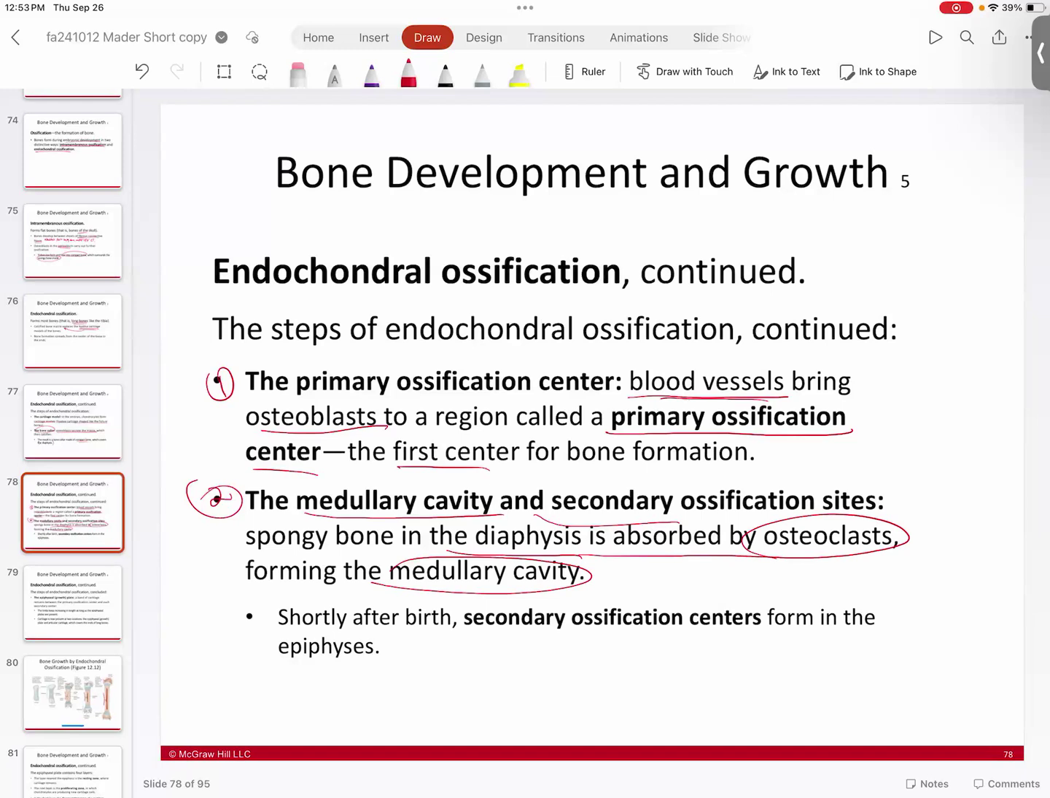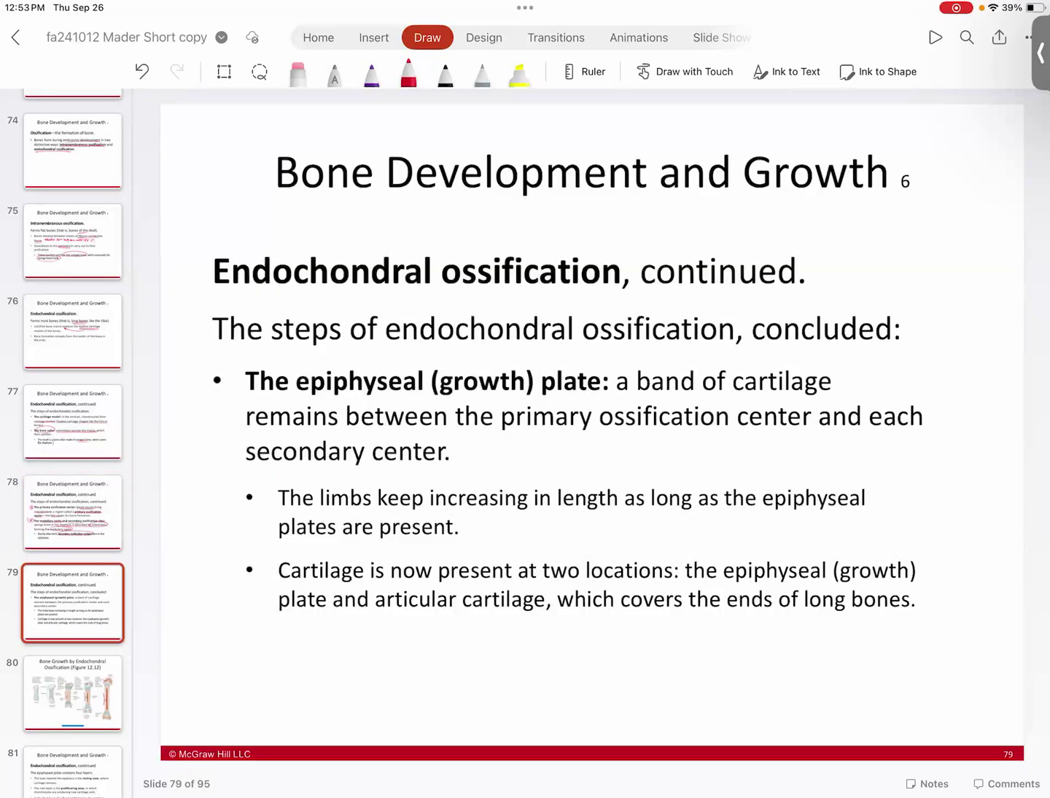medullary cavity. Now, shortly after birth, the secondary ossification centers form in the epiphysis, that is to say, the tips of the bone. So you form your diaphysis first, you clear out your medullary cavity, and then after birth, you develop your epiphysis and your secondary ossification site.